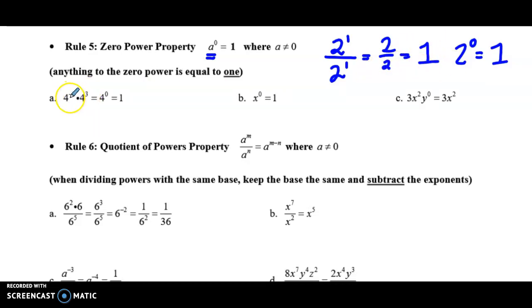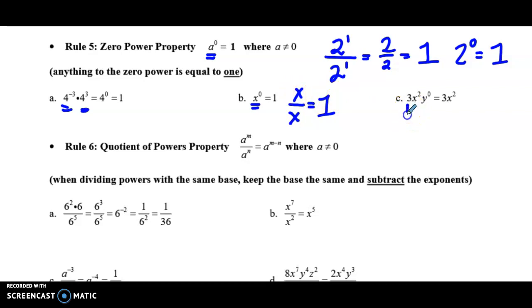So for example here, notice we have two bases that are the same. Subtracting the exponents, 4 to the 0 is the same as 1. Any variable x to the 0 is the same as 1. So basically this is like saying I had x divided by x. Anything divided by itself is just going to be 1.